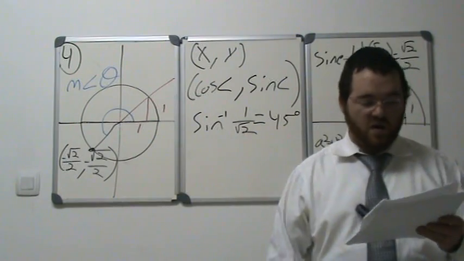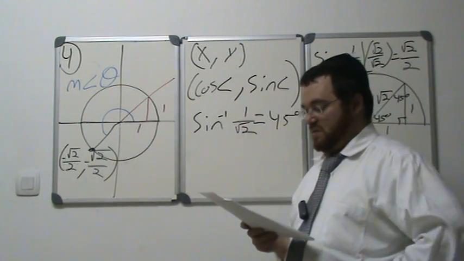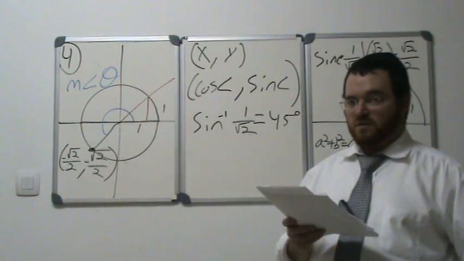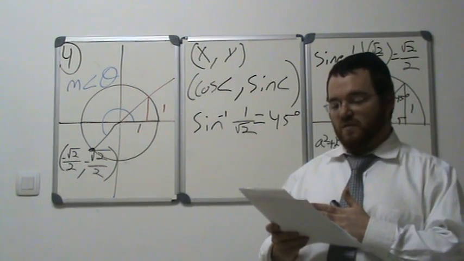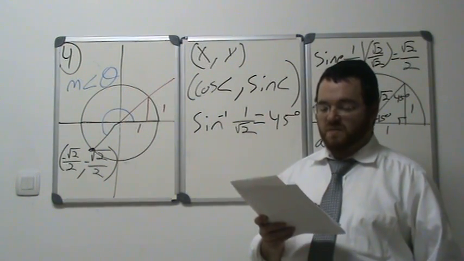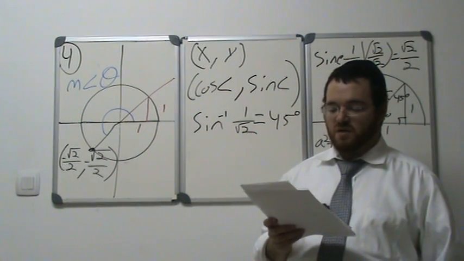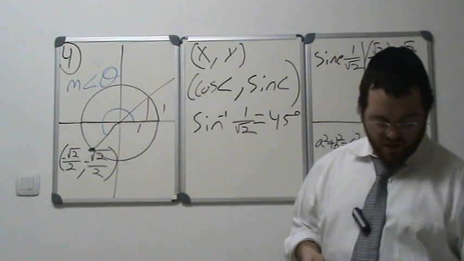Question 4. In the diagram below of a unit circle, the ordered pair negative radical 2 over 2 and negative radical 2 over 2, that's the x and y coordinates, represents the point where the terminal side of theta intersects the unit circle. What is the measurement of theta?